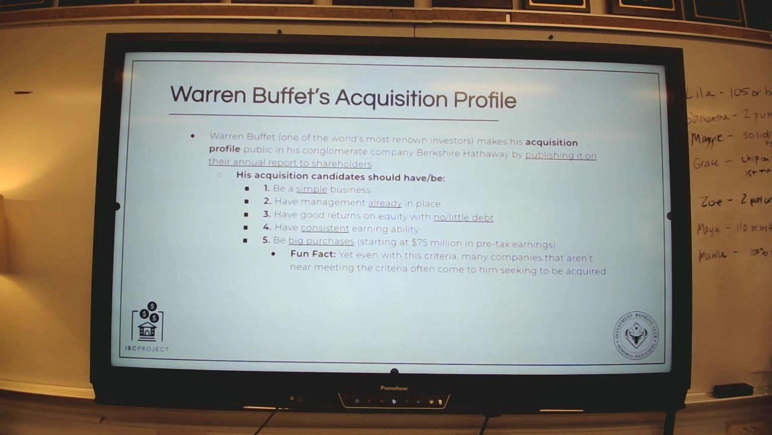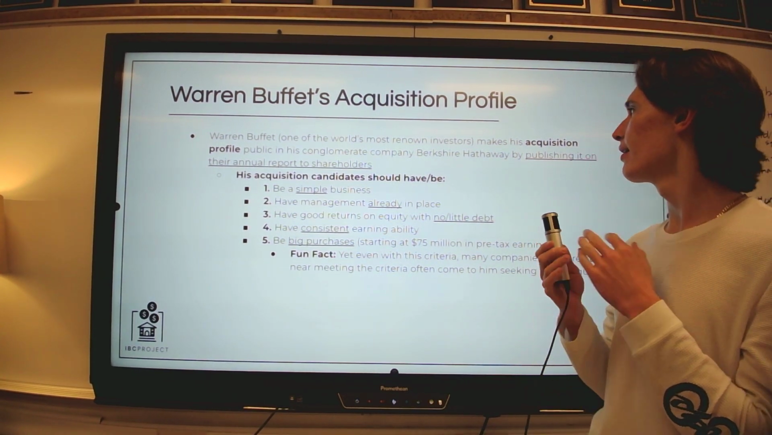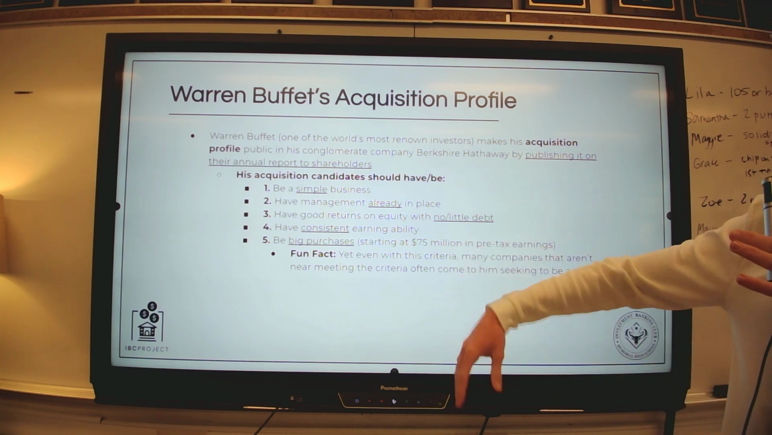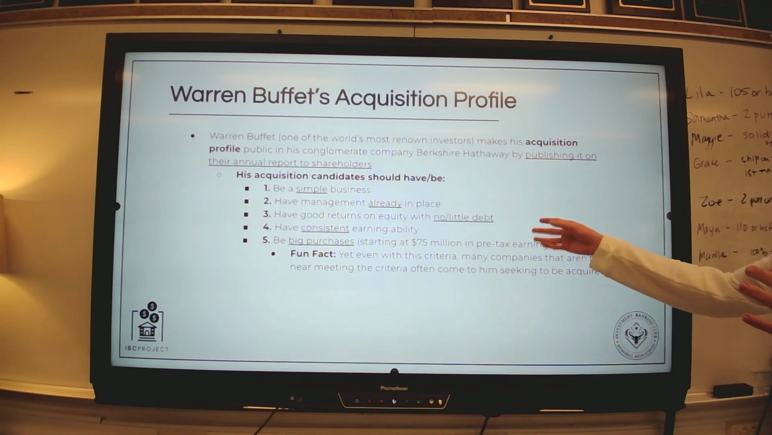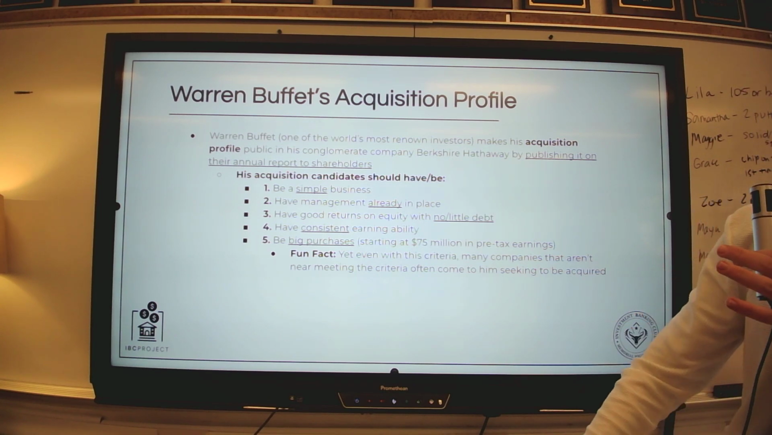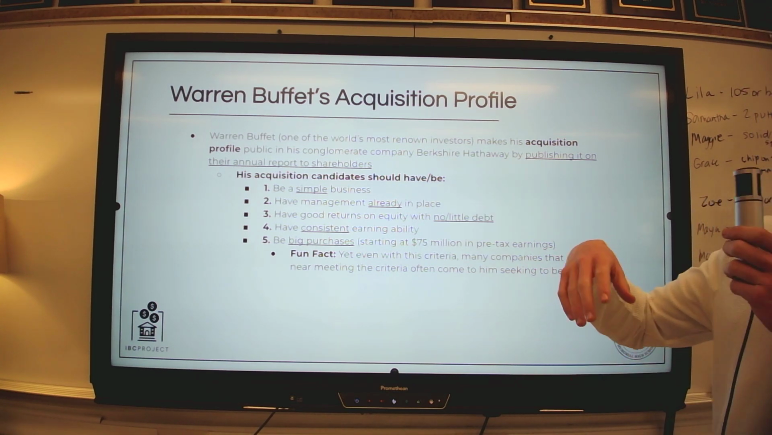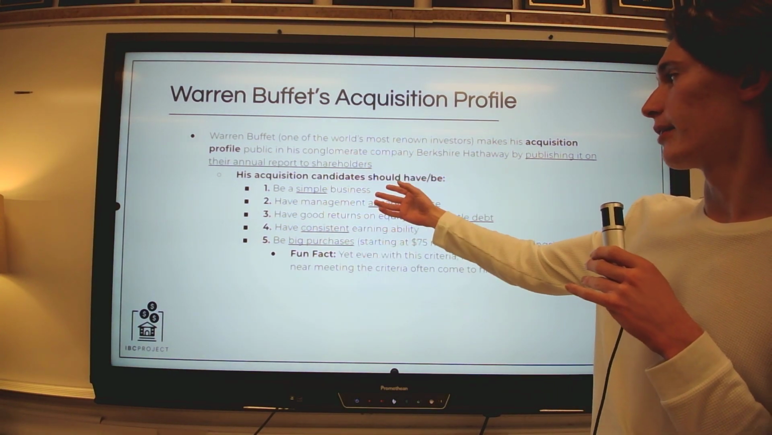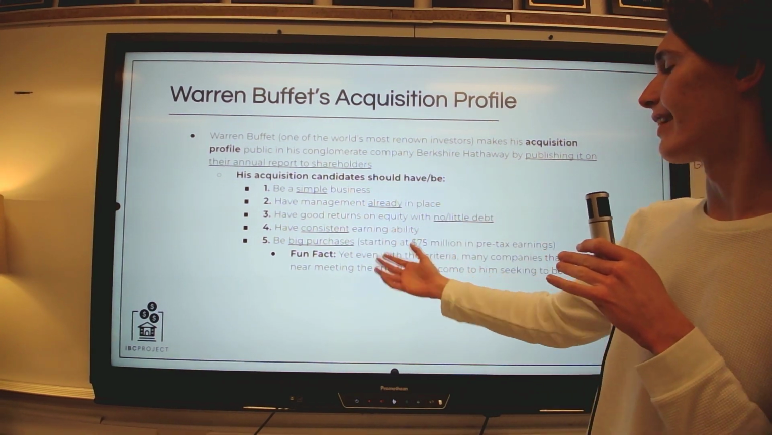So yeah, like Reed was talking about, Warren Buffett, very wealthy man, known as one of the most renowned investors, makes his acquisition profile public among his shareholders in Berkshire Hathaway through their annual report to their shareholders. And he has a few things he needs in the candidates that he invests in.